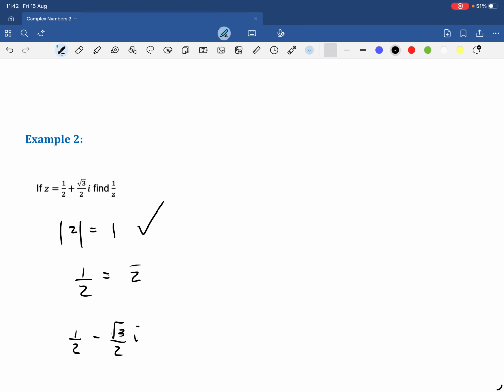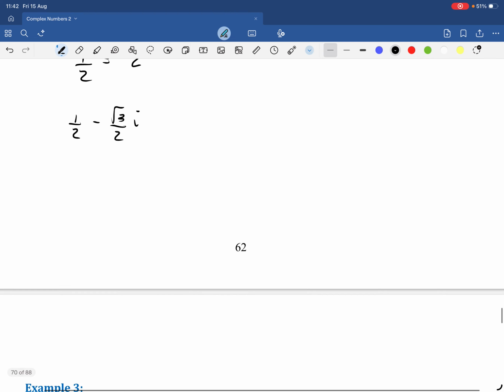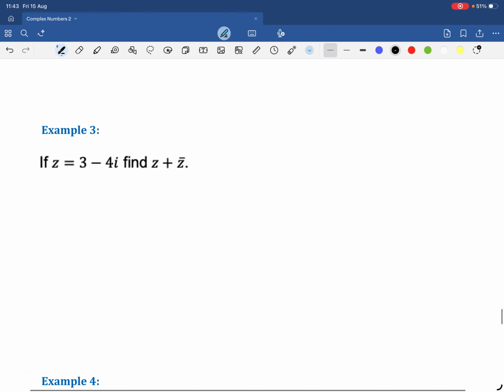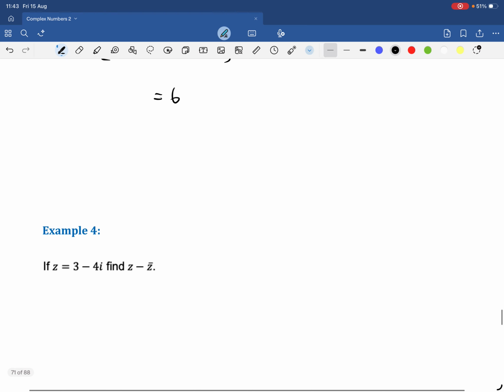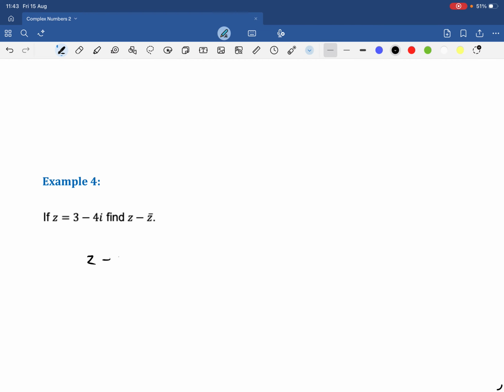Okay, I'll do a couple more. These are quite straightforward. Find z plus z bar. Z plus z bar is equal to 2 Re(z). Do you have to state these? No, they're assumed to be true, especially this one here. That's just going to be 6. Z minus z bar is 2 Im(z) times i, which is minus 8i.